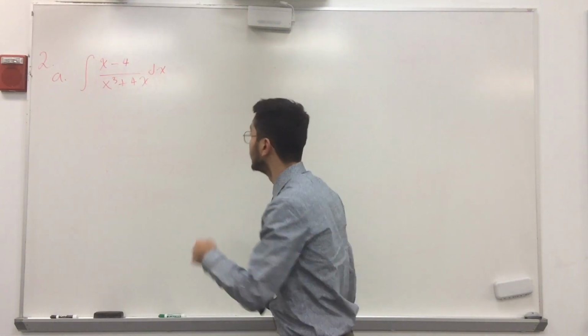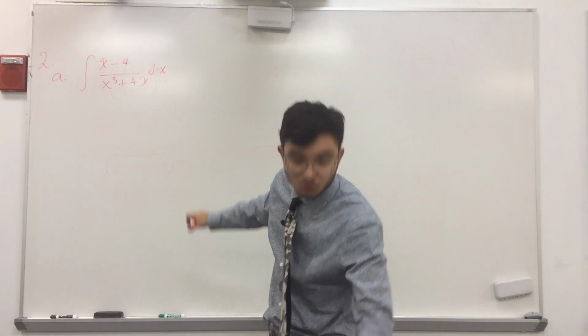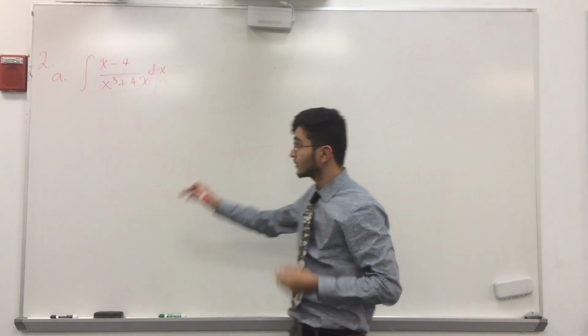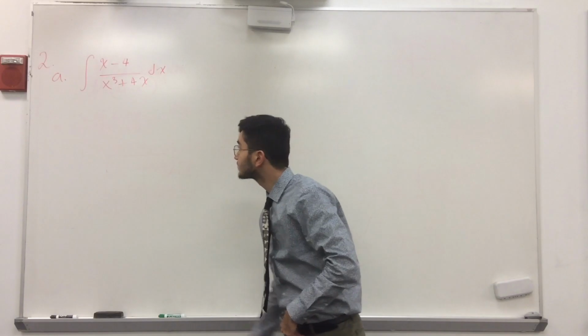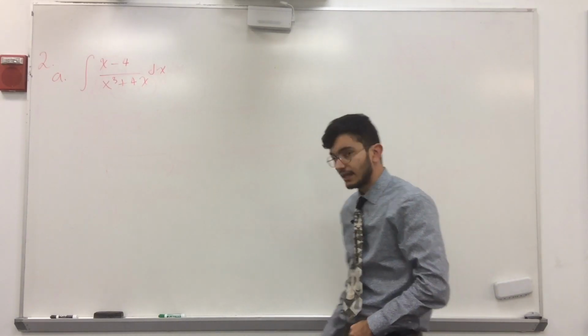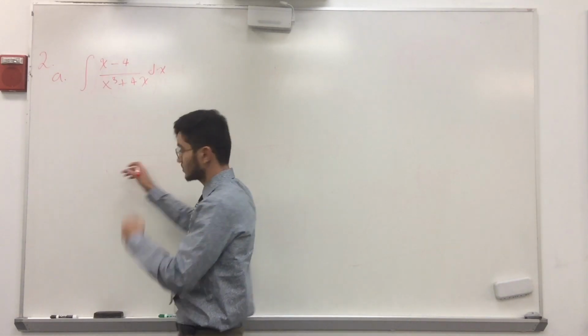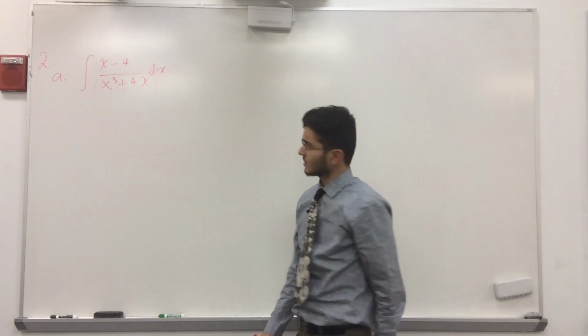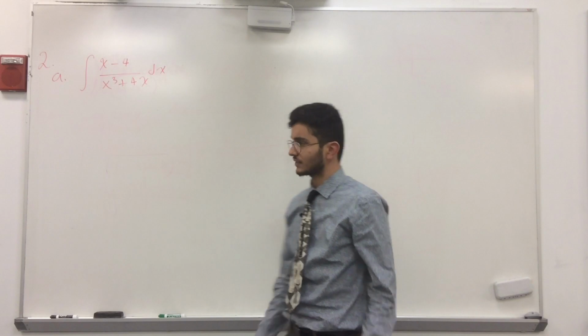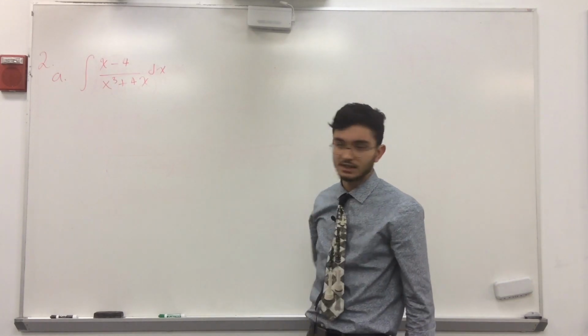Okay, so for problem number 2, part A, we got the integral of x minus 4, all of that divided by x cubed plus 4x dx. And of course, this is a rational function over here. We don't like rational functions very much, right? We don't empathize with them. So we're going to do partial fraction decomposition in here to destroy this bad boy.